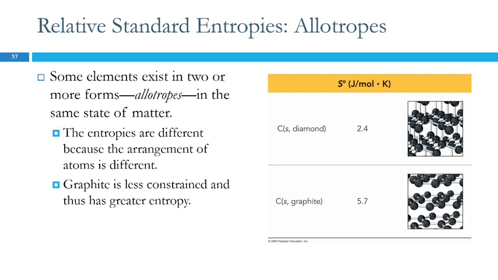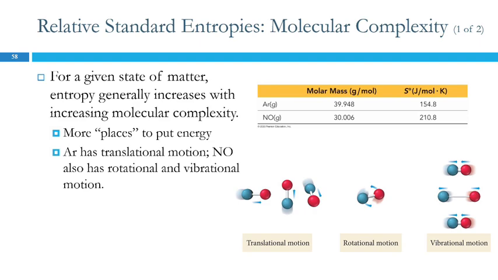So the graphite is less constrained. It can move more, has different options, and so graphite has a higher entropy than diamond does. Any questions? So if we're looking at a particular state of matter, like liquids, the entropy will generally increase as you look at increasing molecular complexity.